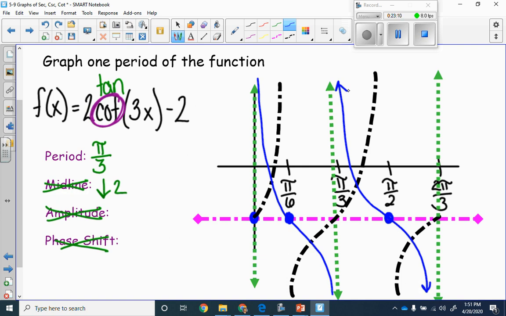So take a look at your reciprocal, and please let me know if there's any of them that you have questions on.